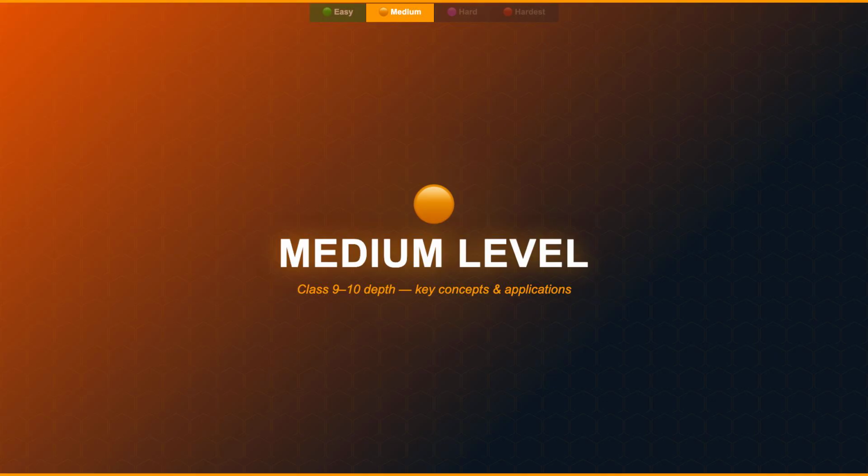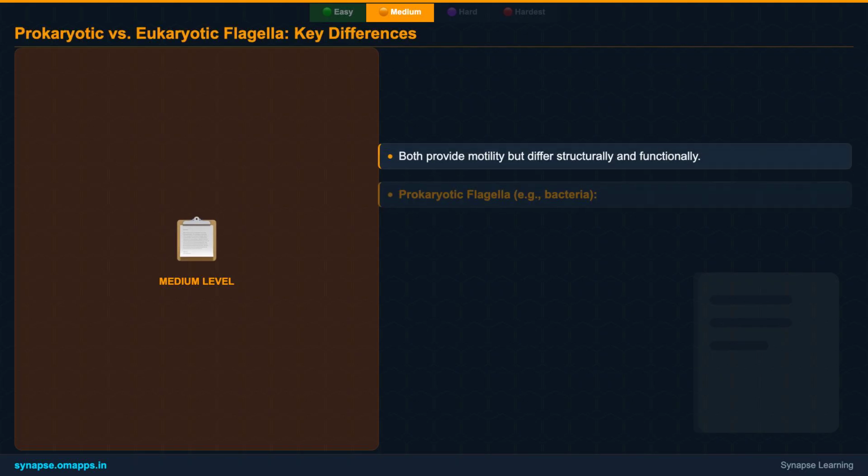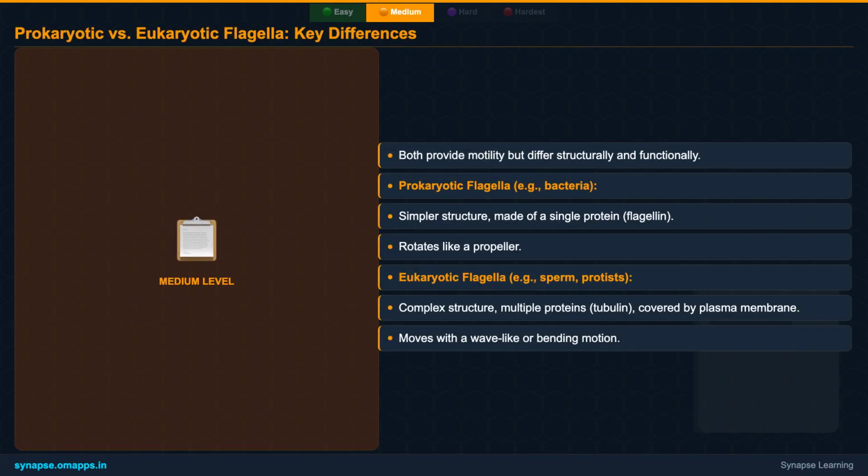Now that we have a good grasp of what flagella are, let's dive a bit deeper. We'll explore how flagella in different types of organisms, specifically prokaryotes and eukaryotes, are actually quite distinct. It's important to understand that not all flagella are created equal. Flagella found in simpler cells, like bacteria, which are prokaryotes, are fundamentally different from those in more complex cells, like human sperm, which are eukaryotes. Prokaryotic flagella are simpler, made of a single protein, and rotate like a propeller. Eukaryotic flagella, on the other hand, are much more complex, built from many proteins, covered by the cell membrane, and move with a characteristic wave-like motion.